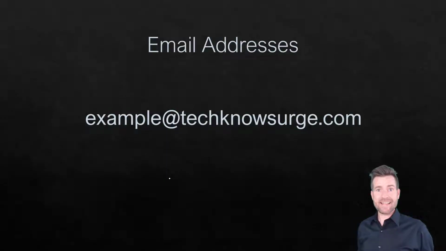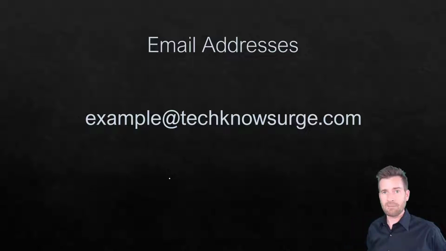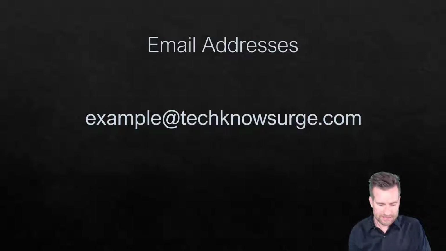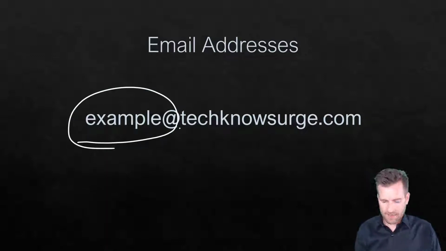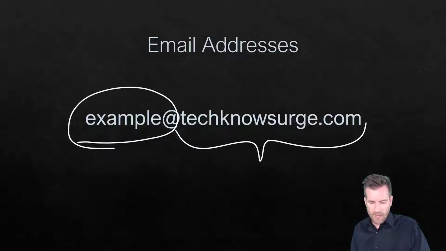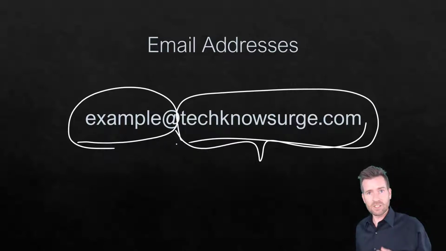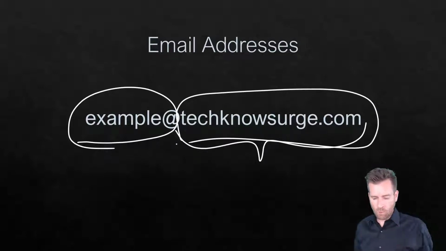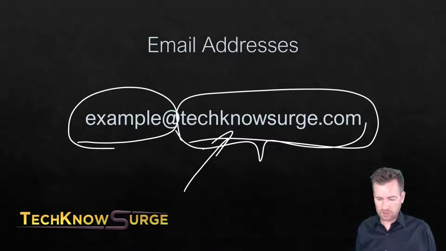All right, here's an example of an email address. So we've got an example at TechKnowSurge.com. And so what it knows is that this is a user that it's trying to access, and this is the domain that user is supposedly a part of. And so what it needs to know is what server out there will be receiving mail for TechKnowSurge.com.